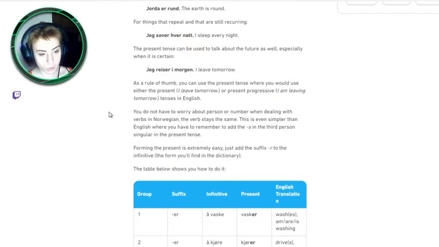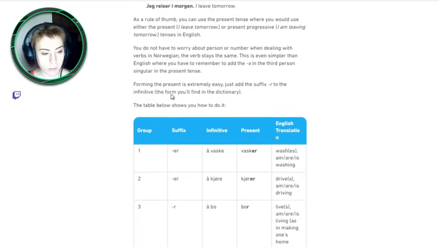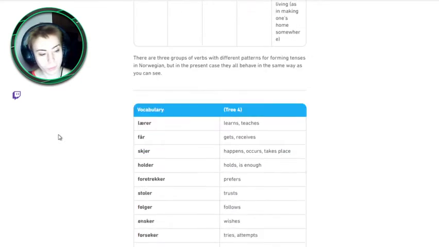As a rule of thumb, you can use the present tense when you would use either the present or present progressive. You do not have to worry about person or number when dealing with verbs in Norwegian. The verbs stay the same. This is even simpler than English. Forming the present is extremely easy. Just add the suffix r to the infinitive form. And yeah, we already kind of went over that.